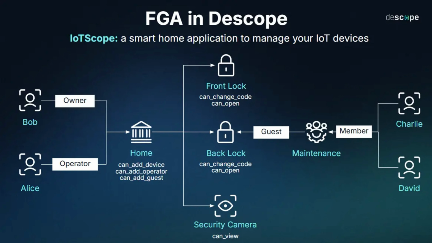Today, we will look at how you can use Descope to build fine-grained authorization models for your applications. In this example, I will be developing a smart home application that will let you control a variety of smart locks, security cameras, garage doors, and other IoT devices you may find in your home.